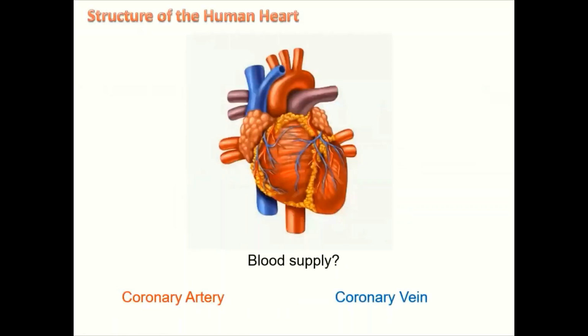Which blood vessels supply blood to cardiac muscles? These are coronary arteries and coronary veins. The red ones are coronary arteries. So coronary arteries supply blood which contains a high amount of oxygen and nutrients to cardiac muscles. And the coronary veins, the blue ones, remove the waste products of cardiac muscles, such as carbon dioxide and urea.